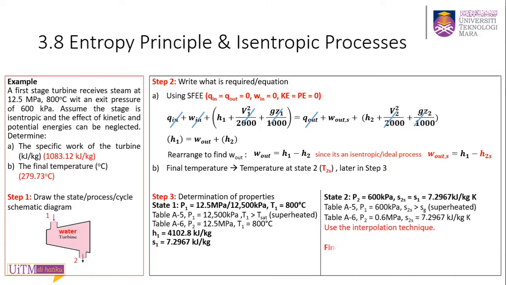For state 2, using table A5 at pressure 600 kilopascal, we compare the value for specific entropy with Sg, which we can see here is greater, therefore the substance is still in the superheated region. Therefore, using table A6, we must use the interpolation technique to find the specific enthalpy at state 2, and we can also solve for the final temperature here at state 2.